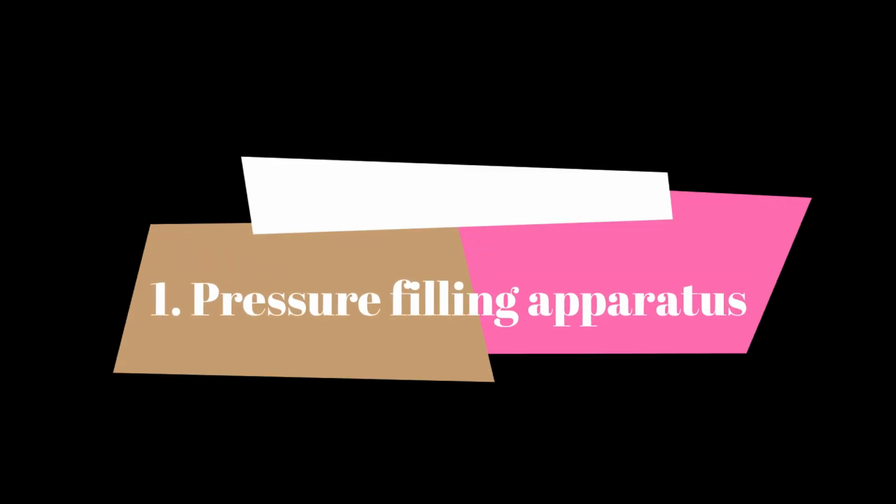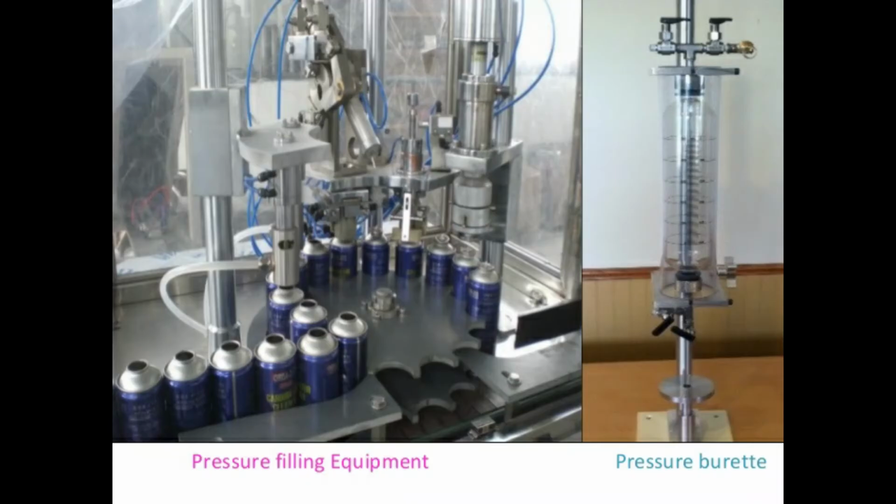The first one, pressure filling apparatus. It consists of a pressure burette capable of metering small volumes of liquefied gas into the aerosol container under pressure. Propellant is added through an inlet valve located at the bottom or top of the pressure burette. The propellant is allowed to flow with its own vapor pressure into the container through the aerosol valve. The trapped air escapes out from the upper valve. The propellant stops flowing when the pressure of the burette and container becomes equal.